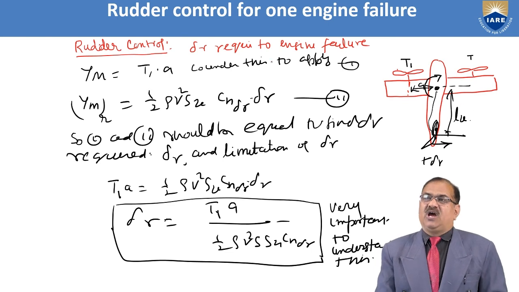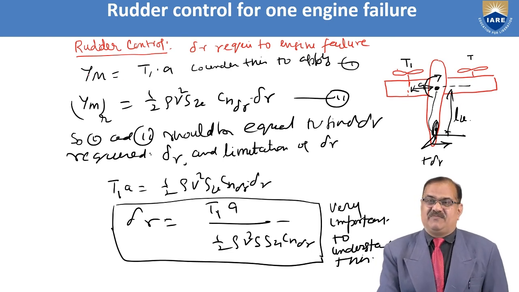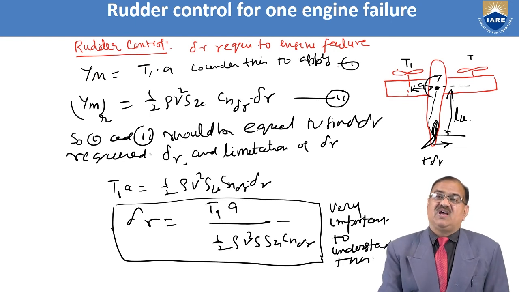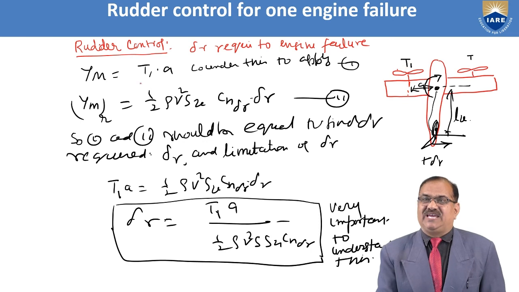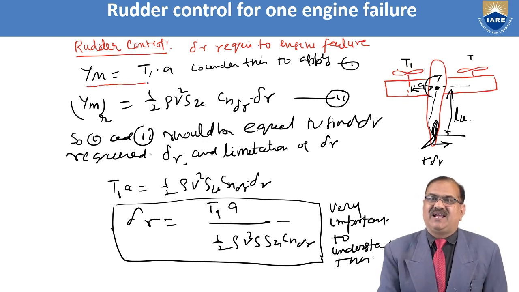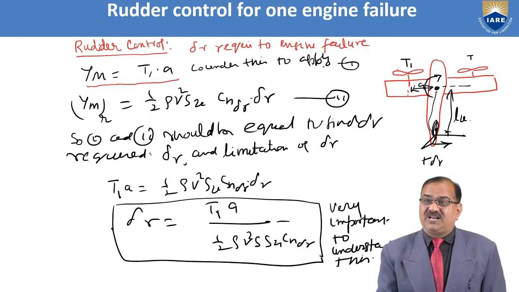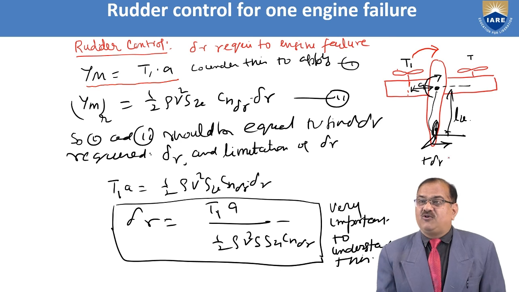So we can see here the moment generated by the failure of the engine. Here you will get T1 into A. This is the moment generated by the engine. To counter this, we have to apply the rudder. It is turning in this direction, so we have to use a force so that it can go in the other direction. So we have to deflect the rudder in this direction.